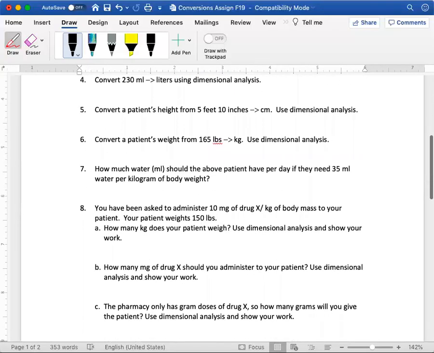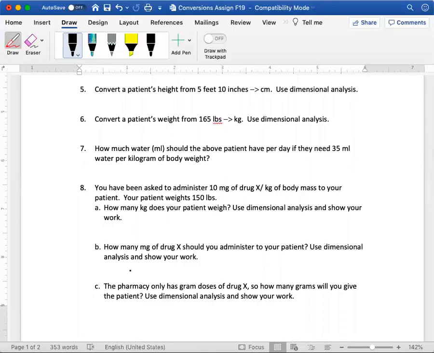Once you have it in kilograms, then you need to figure out the drug. So you know the patient's weight, I think it's 75 kilograms. How many milligrams of drug X do you need? The dosage for that is 10 milligrams of drug X per kilogram of body weight. So that's actually your dimensional analysis or your conversion factor. Then the pharmacy only has gram dosages, so you're going to convert milligrams to grams to figure that out.